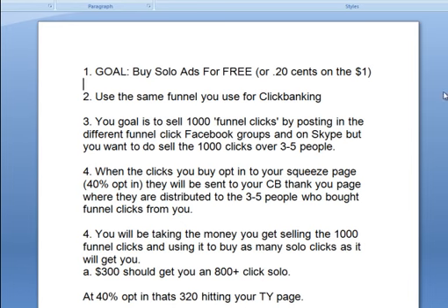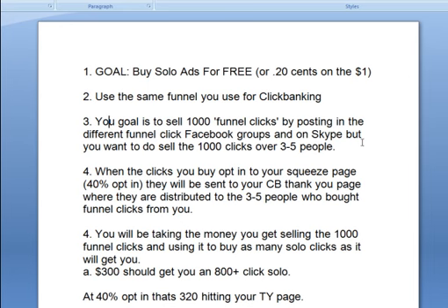So it's the same exact setup as ClickBanking payback, but now you're going to be delivering the clicks to your funnel click people, okay? So by now you should have a good understanding of the thank you page for ClickBanking, so I'm not going to take another look at it. But let's just talk about the main goal here. And your goal is to sell 1,000 funnel clicks in a round. Think of this as a round, right? 1,000 funnel clicks by posting in the different funnel click Facebook groups and on Skype too.